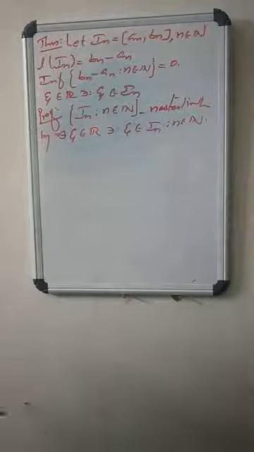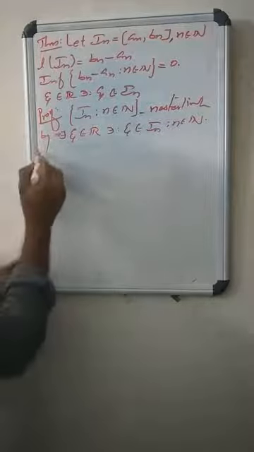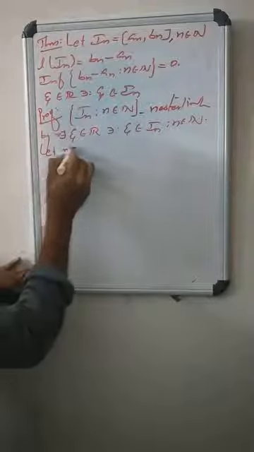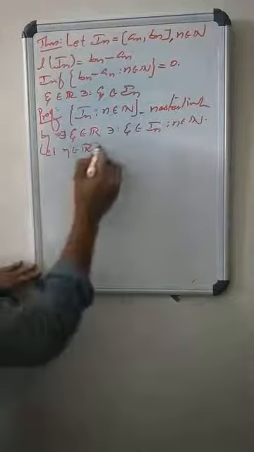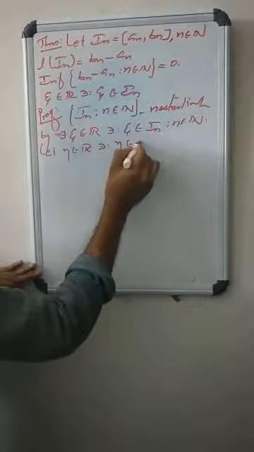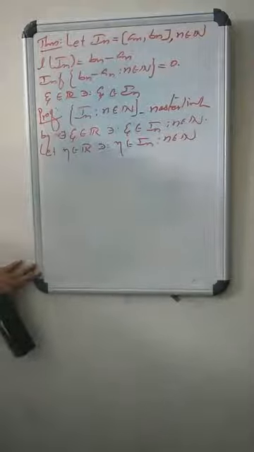Now we have to show that this zeta is unique. How? If possible, let eta fall in R. There exists another element, let eta fall in R such that eta falls in I_n also, eta falls in I_n where n falls in N.